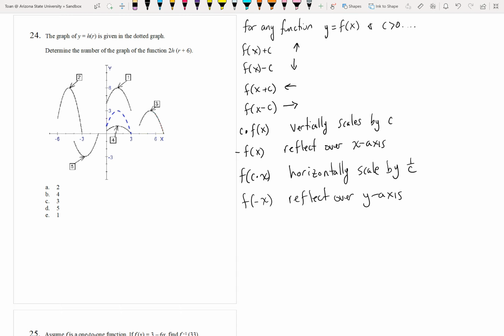So in this question here, the original graph is the dotted graph. I have to find where the new graph would be if we did these transformations. So reading it, we have a vertical scale by 2 and then left 6. And I hope this was a very obvious question. There is basically only one graph that took the dotted graph, moved it left 6 and vertically scaled it. The answer should have been graph 2, which was letter A.